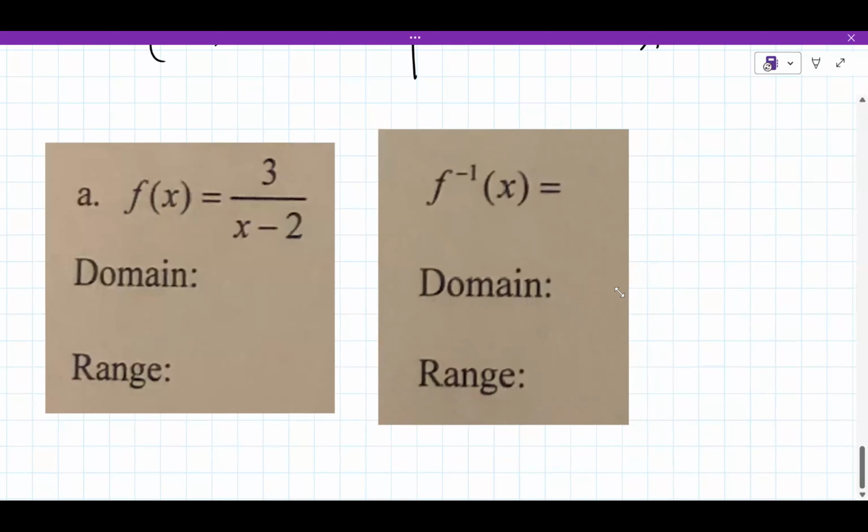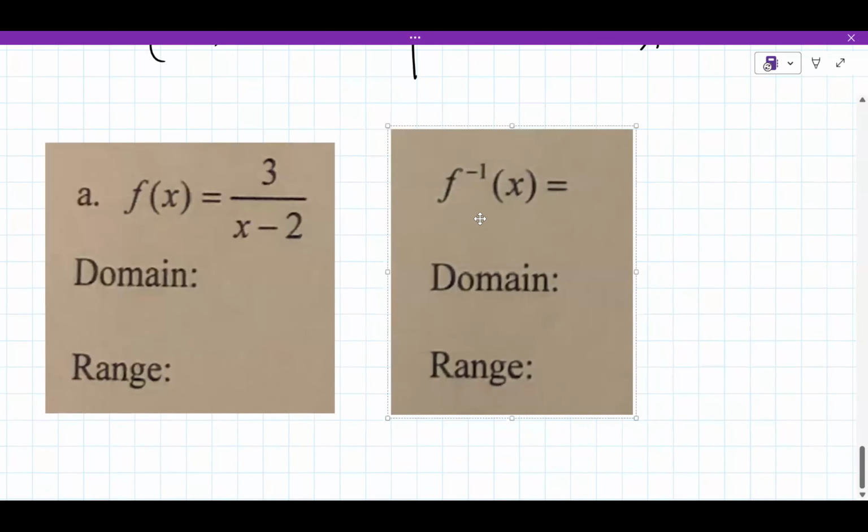All right, so we are going to calculate the inverse function. We'll work on doing that here. But there is something really important about the domain and the range that's related. So whatever the domain is, it becomes the range of the inverse. And whatever the range is of the original, it becomes the domain of the inverse. Have you seen that before? Yeah, I have.